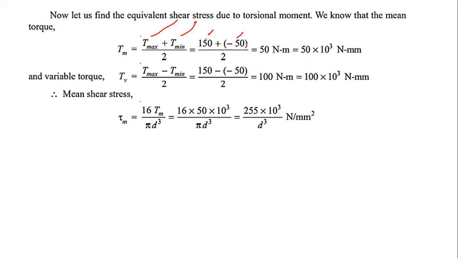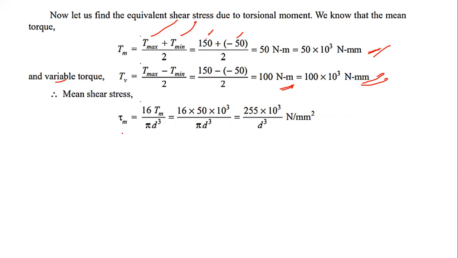We know the formula for mean torque equal to maximum torque plus minimum torque by 2. So this is the value of mean torque, Tm equal to 50 Newton meter, 50 into 10 power 3 Newton mm. In a similar way, variable torque equal to maximum minus minimum by 2. Maximum equal to 150, minimum equal to minus 50. So 150 minus minus 50 by 2 equal to 100 Newton meter is the value of variable torque.